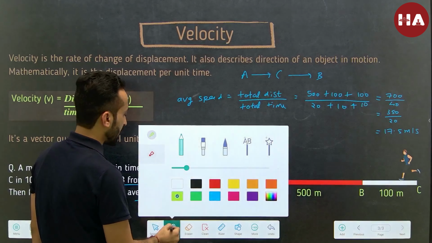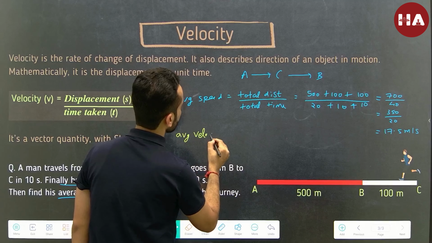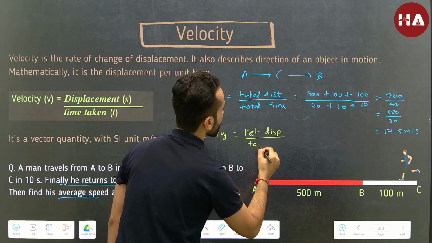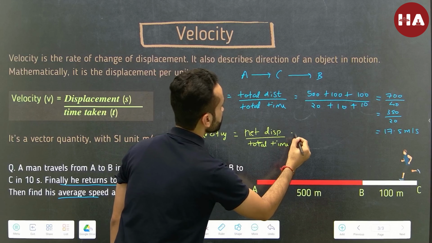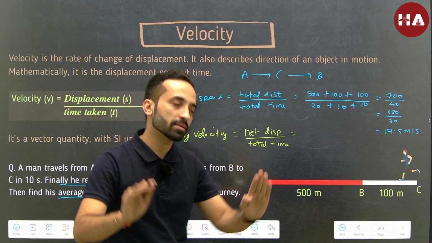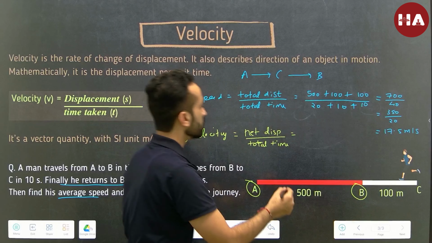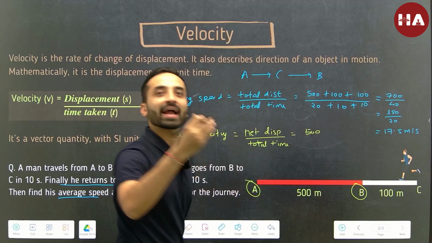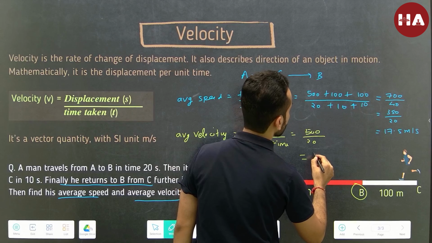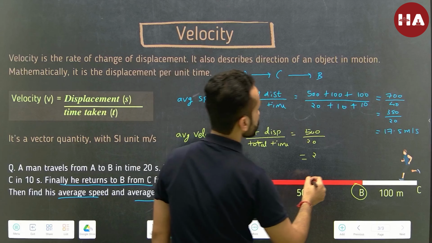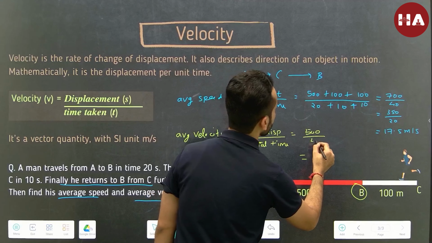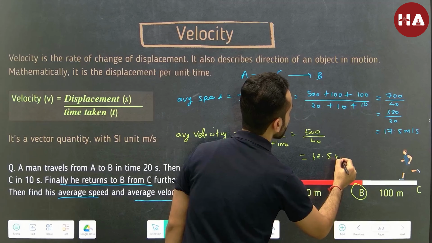On the contrary, his average velocity is going to be the net displacement divided by the total time. So what is the net displacement? Imagine he went till C and then came back to B, we are not bothered what happened in between. Initially he was at A, then he is at B. So the displacement is only 500 meter, and you can add the direction also, towards right. So average velocity is going to be 500 divided by 40, so the total time is 40. 500 divided by 40, that is 12.5 meter per second.